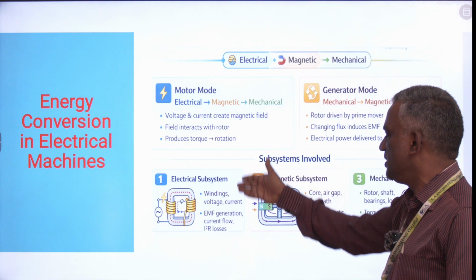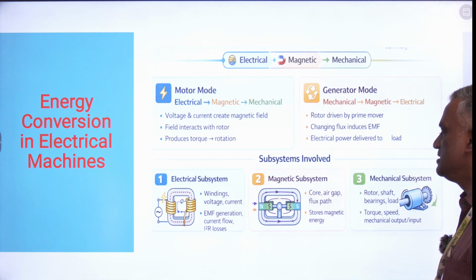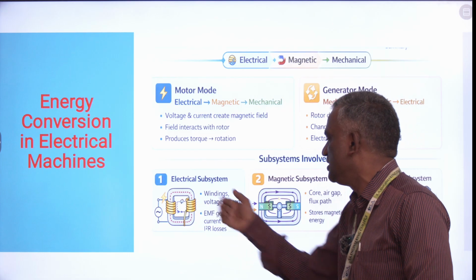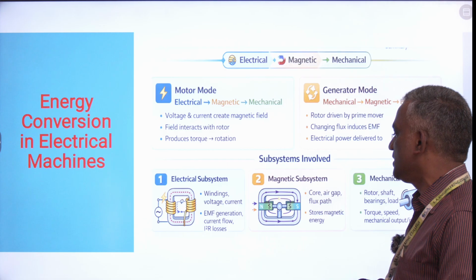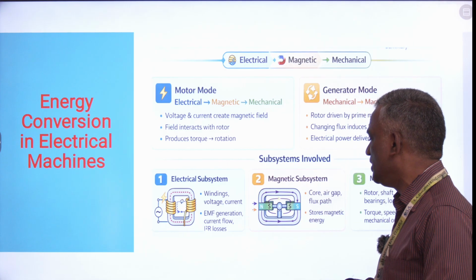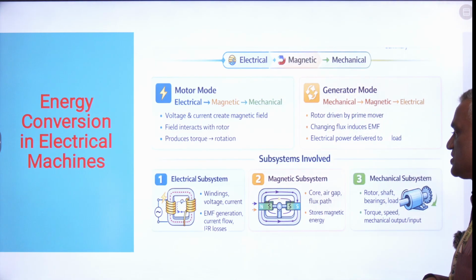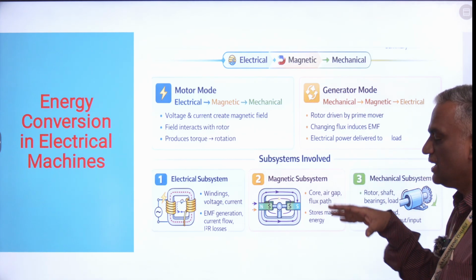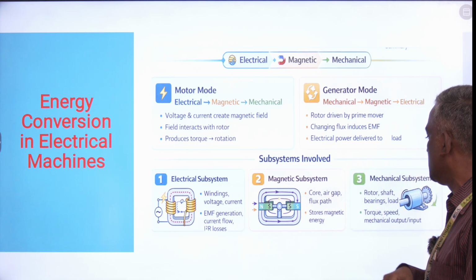The subsystems involved here are the electrical subsystem, magnetic subsystem and mechanical subsystem. The electrical subsystem includes windings, with voltage and current as parameters. Current flows, EMF is generated, and losses are incurred in the electrical subsystem. The magnetic subsystem includes the core, air gap and flux path. Here energy is stored, which is the field energy, and along with it we have the co-energy.